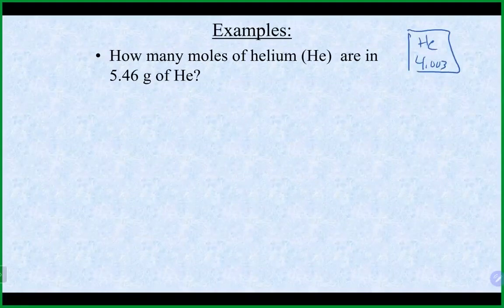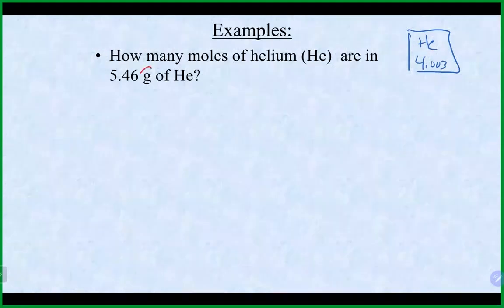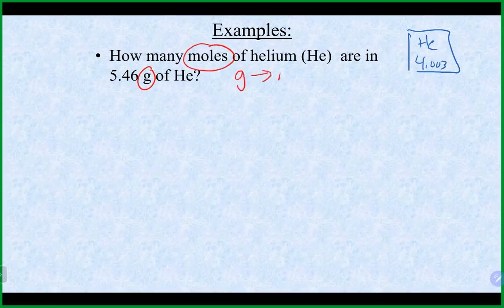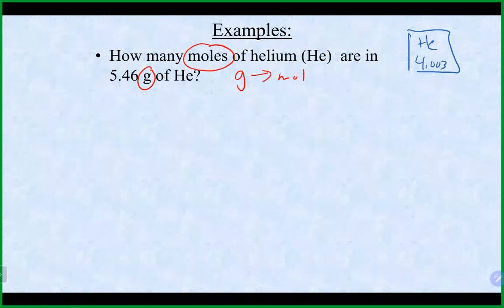So first off, what we want to look at is really the conversion that we're doing. We have grams and we want to end up with moles. So we want to go from grams to moles. The first thing to think about: do we need to use Avogadro's number here? The answer is we do not. There's no mention of atoms, no mention of molecules. So you do not need Avogadro's number. What we do need for this conversion from grams to moles is the molar mass.